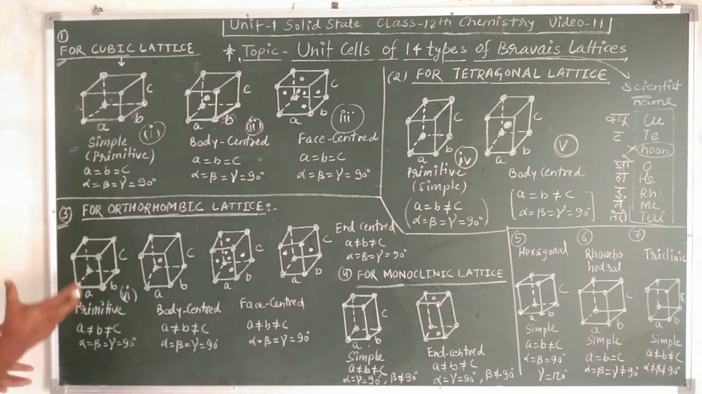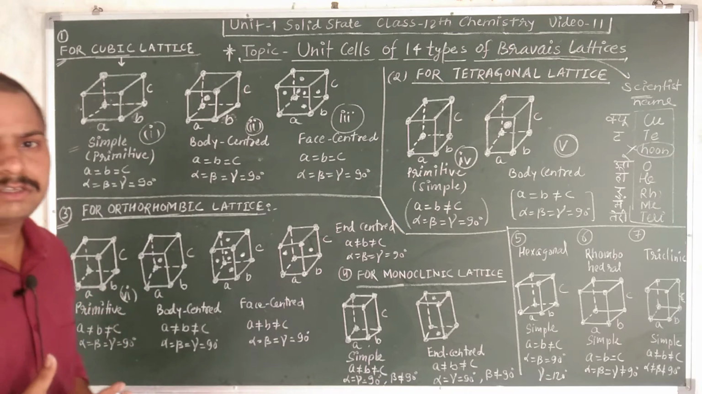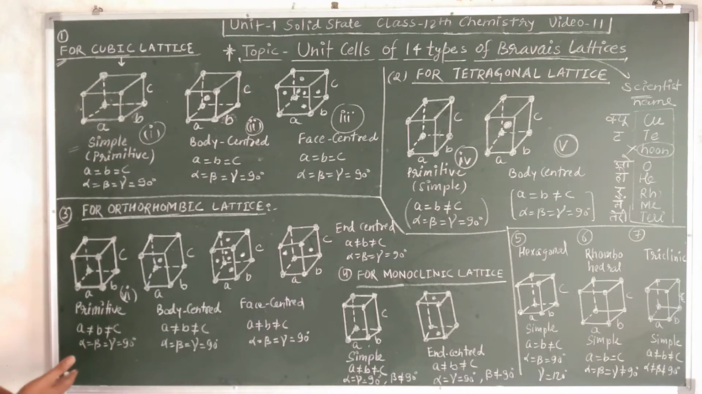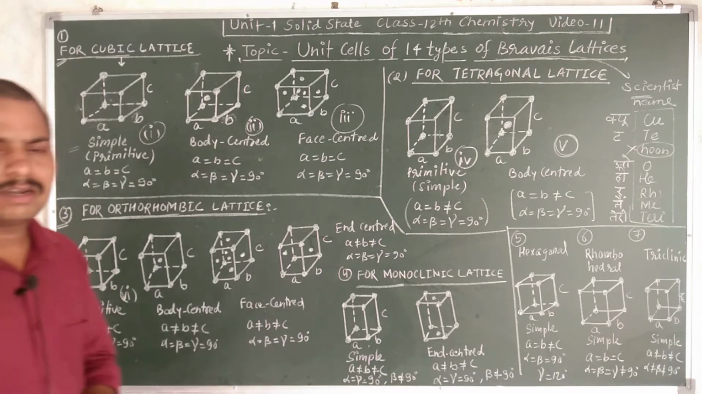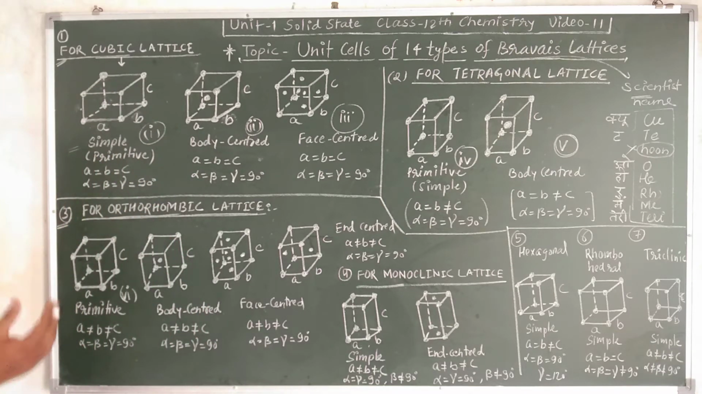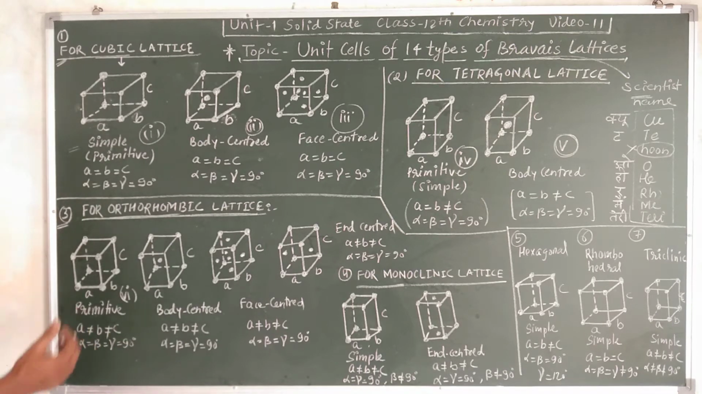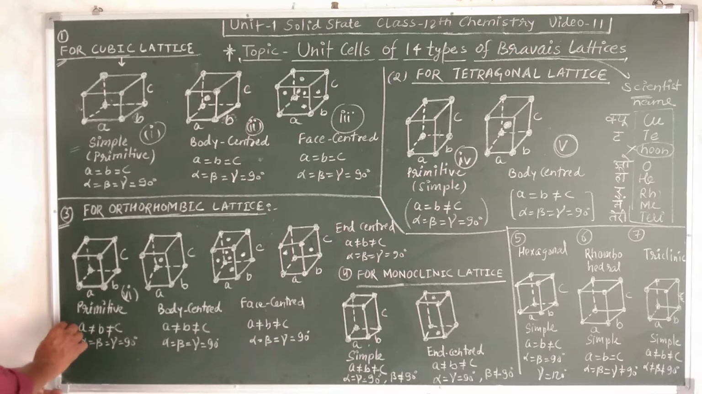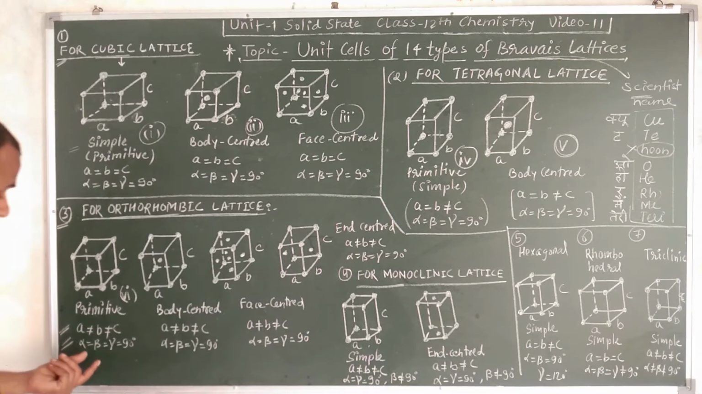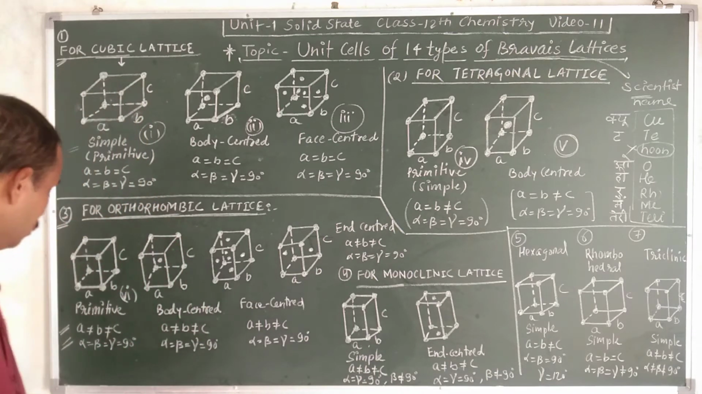In primitive, if we talk about axial lengths, the axial lengths are not equal to each other: a does not equal b, b does not equal c. If we talk about axial angles, all are equal to 90 degrees, which is clearly shown in the figure: alpha equals beta equals gamma equals 90 degrees. This is a very important thing to remember.